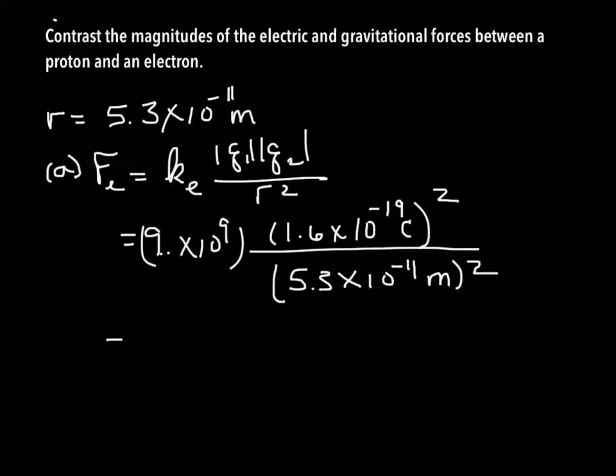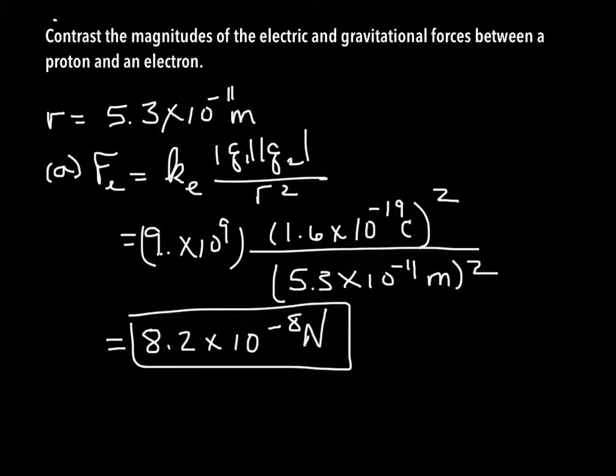Now, I'm going to give you a moment. We're going to plug that into the calculator, and when we finish, we come up with a value of 8.2 times 10 to the minus 8 newtons. That's the electrical force between the proton and the electron. Now we're going to move to the next slide, and we're going to calculate the gravitational force between the two.